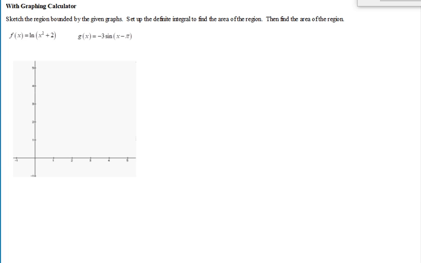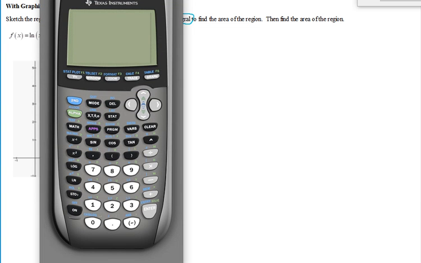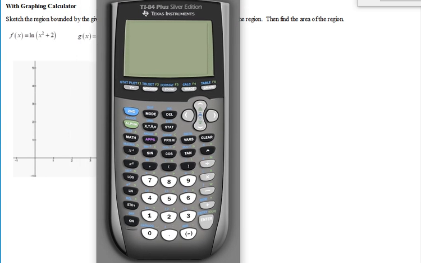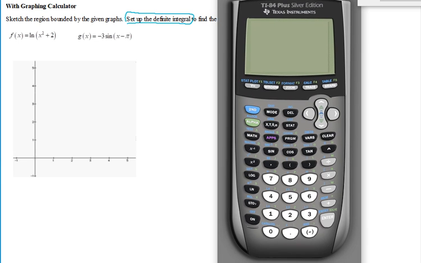So it says sketch the region bounded by the given graph. So even though we have our calculator, we're still going to graph it on paper. And set up the definite integral. Okay, that's going to be, again, the most important part of these, setting those up. And then we're going to work out to find the area of the region. So let's go ahead and enter. I'll start with the TI-84. So let's enter that in here.